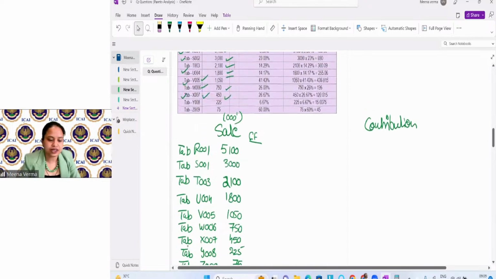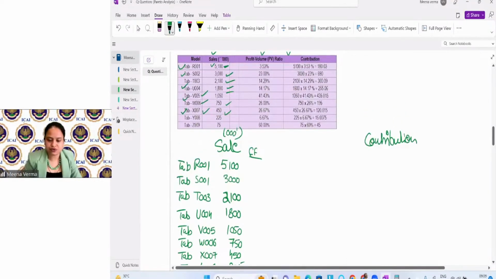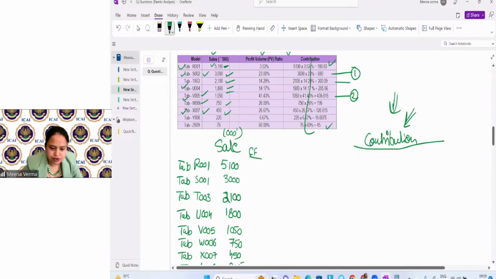Now let's arrange the contribution, because we have to apply the Pareto analysis on the basis of contribution also. We have to apply this also. So consider the value of the contribution and arrange them again. You can see here which one of them has the highest contribution. This is the tablet which has the highest contribution, right? And the second highest will be this. Then third highest will be this. Then fourth highest.